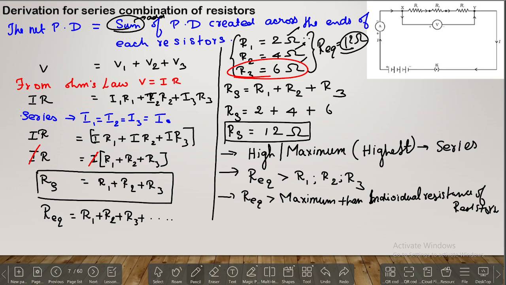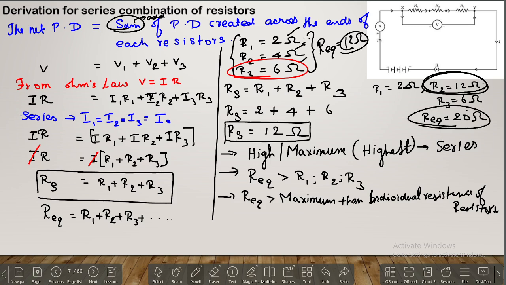Suppose the given combination is like this: R1 is equal to 2 ohm, R2 is equal to 12 ohm and R3 is equal to 6 ohm. Means here what will be the net resistance? Either it will be greater than 2 or greater than 6 or greater than 12. The net resistance will be greater than the 12. Why? Because in those given combination, which one is the maximum? 12 is the maximum. If you are adding all the numbers, 12 plus 6 is 18, 18 plus 2, 20. R equivalent is going to be 20 ohm. So this net resistance is greater than the maximum individual resistance of resistor.